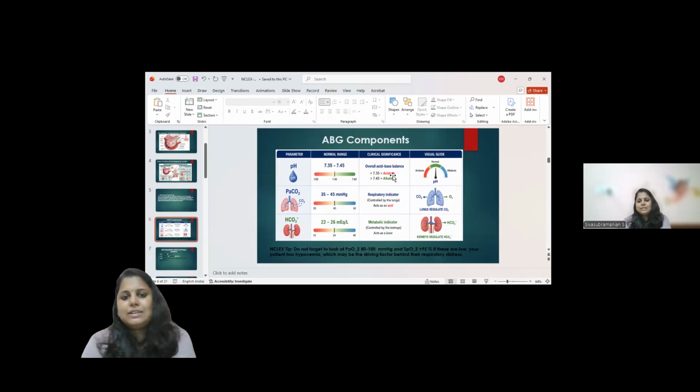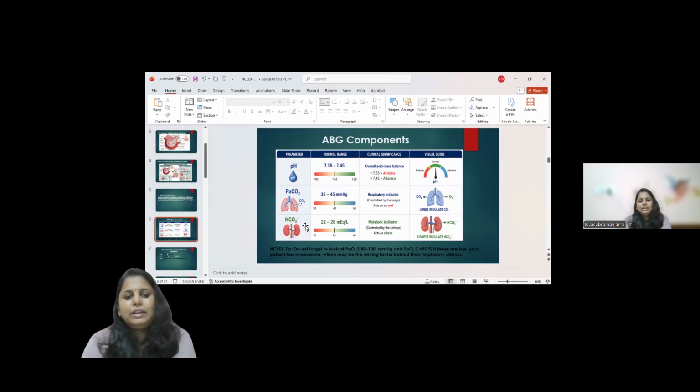So if it is less than 7.35, it indicates acidosis. If it is more than 7.5, it indicates alkalosis. Partial pressure of carbon dioxide ranges from 35 to 45 mmHg. It is a respiratory indicator and can be controlled by the lungs. It acts as an acid in our body.